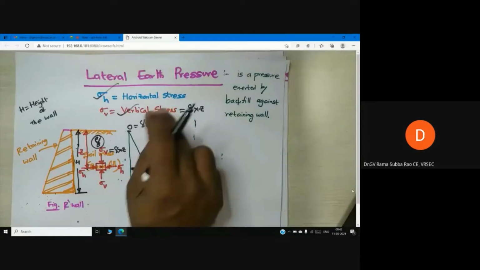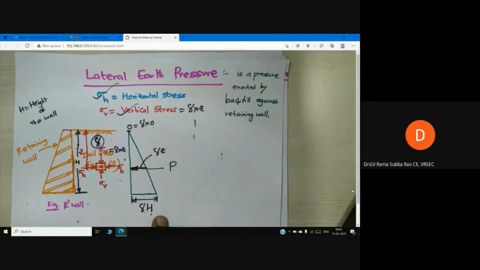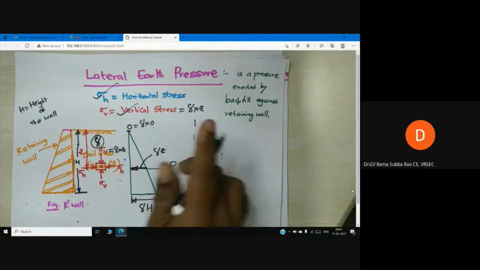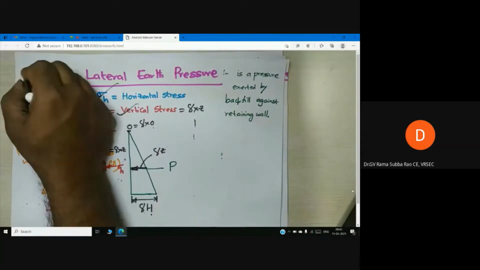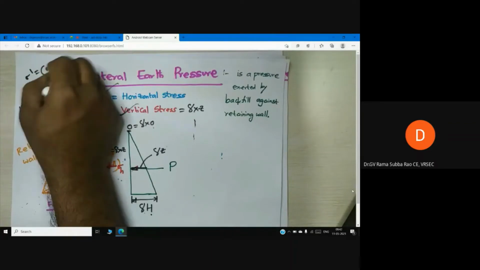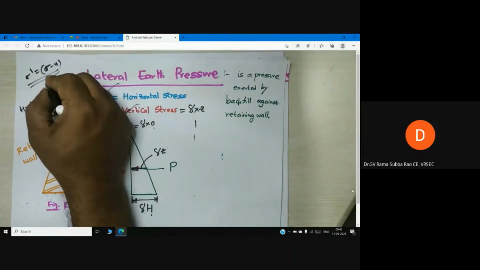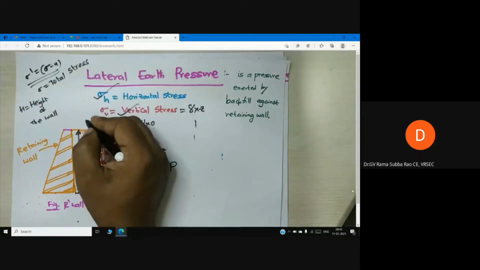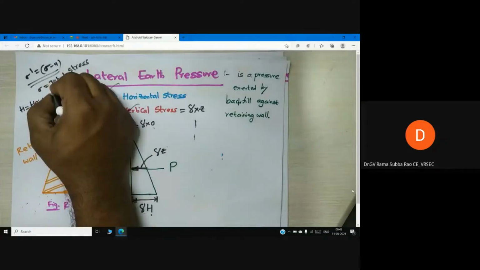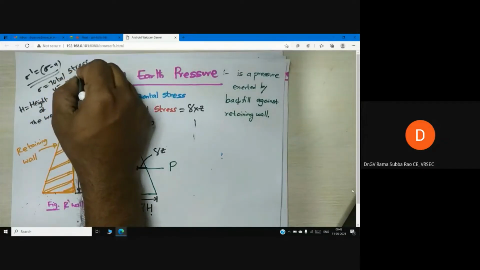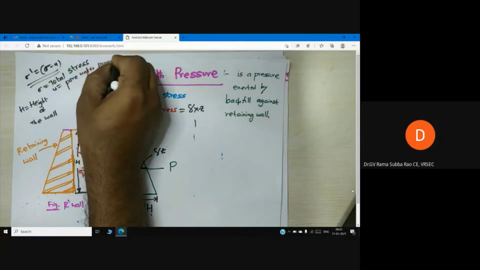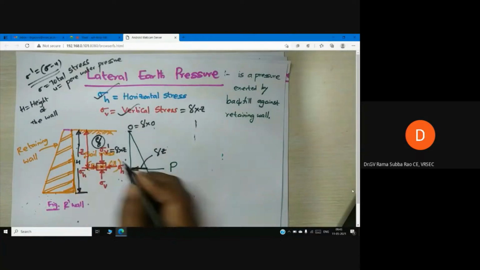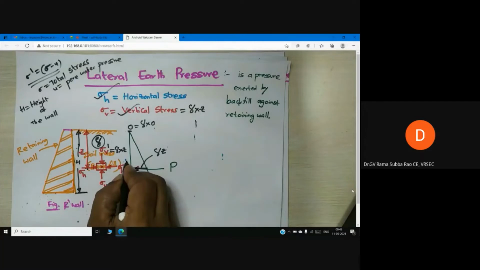Here this discussion is happening in soil mechanics. Vertical stress, how to calculate effective vertical stress. You know that sigma dash is equal to sigma minus u. Sigma means total stress. If the groundwater table is there, pore water pressure is also there in the picture. So this is very interesting to know. We know vertical stress, but we need to calculate horizontal stress.